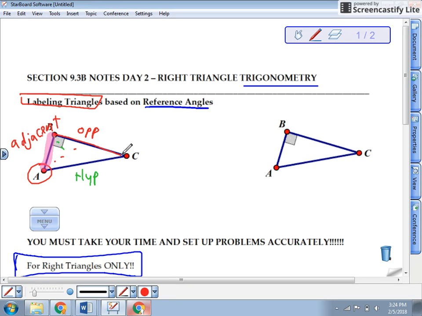Let's do another example. This time we'll call our reference angle C. Notice the reference angle is never the right angle. Just keep that in mind. It'll never be the right angle, so it's going to be one of the acute angles. In this case, it's C.